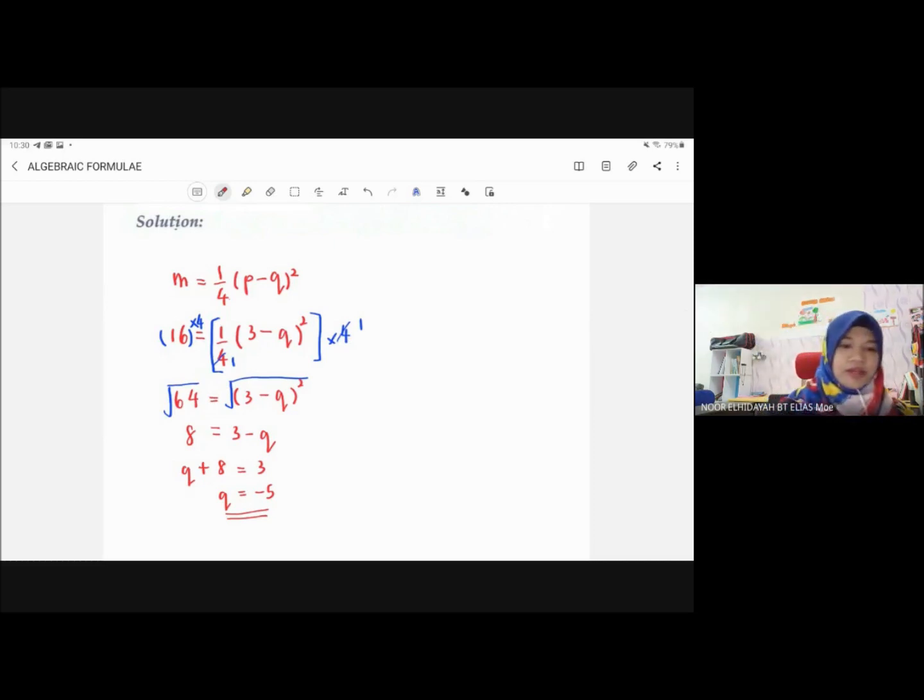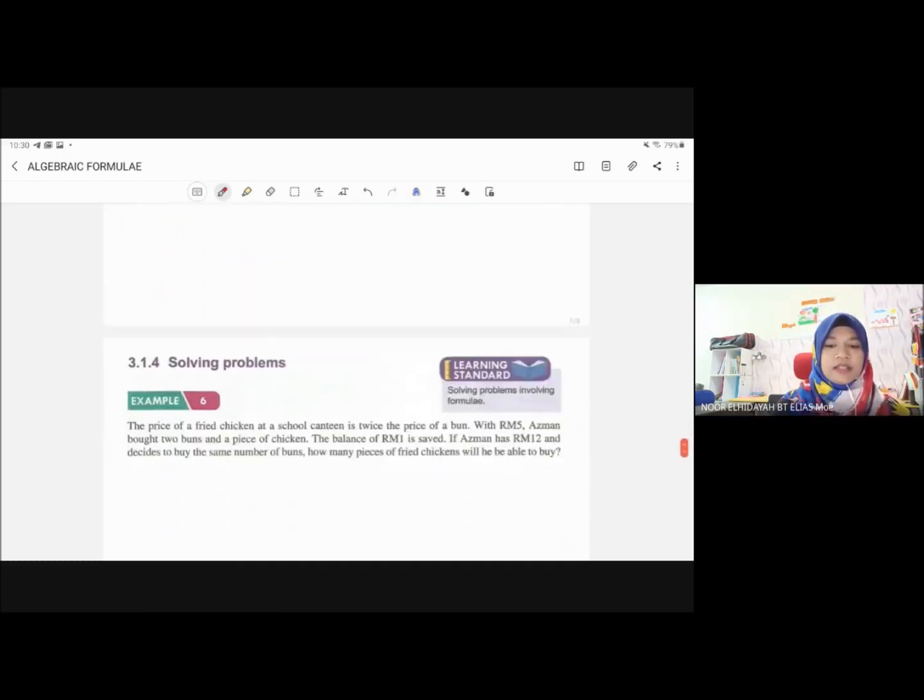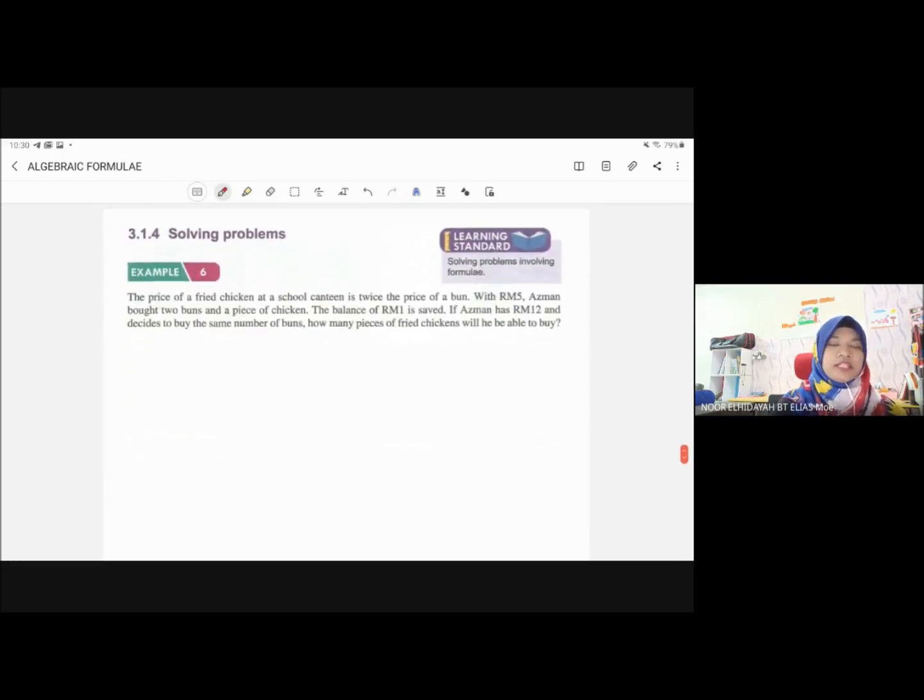Okay, you have to try many examples. I will give you an exercise so that you can try and you will fahamilah konsep yang cikgu dah ajar ni. Alright, the last part for this chapter 3.1.4 is solving problems.